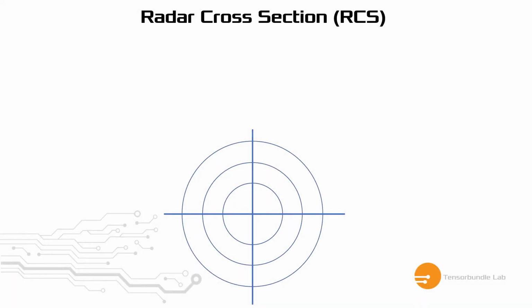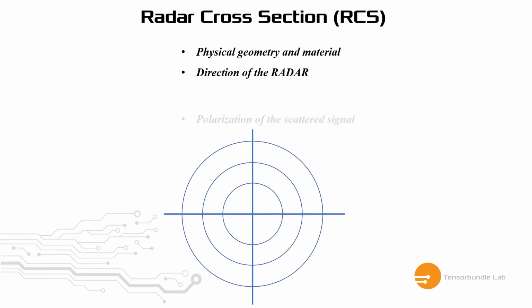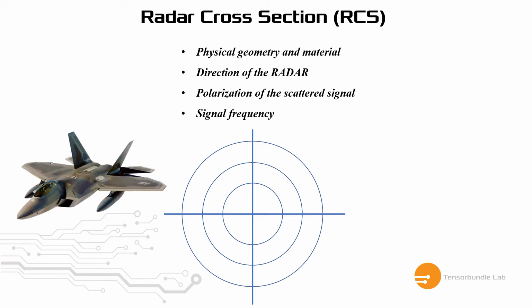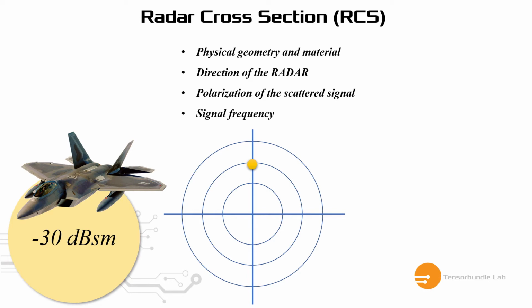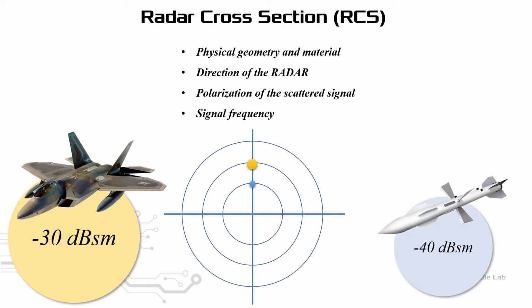And RCS depends on several factors. Primarily, it depends on the physical geometry and material, and then the direction of the radar, and then polarization of the scattered signal and signal frequency as well. The value of RCS basically is a measure of how easily detectable an object is. So the lower the value of RCS, the better for military vehicles, missiles or aircraft, because they don't want to get detected.